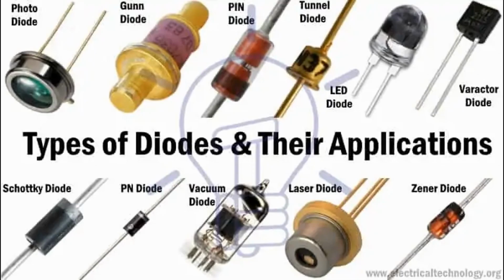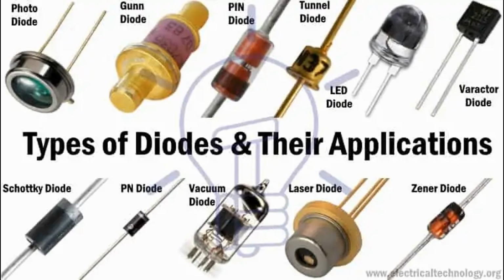Amplitude modulation, AM, detection. In AM radio receivers, diodes are used in the demodulation process to recover the original audio signal from the modulated carrier wave. This involves using diodes to rectify the carrier signal.